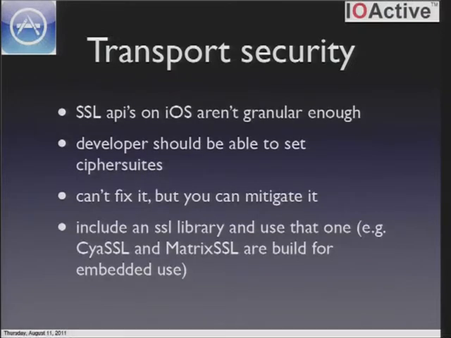Basically, the APIs aren't granular enough. They don't allow you to set cipher suites. You can't fix it at all. If you try to use the undocumented APIs anyway, Apple will boot you from the App Store. The only thing you can really try to do is not use Apple's APIs and use an open source SSL library instead.